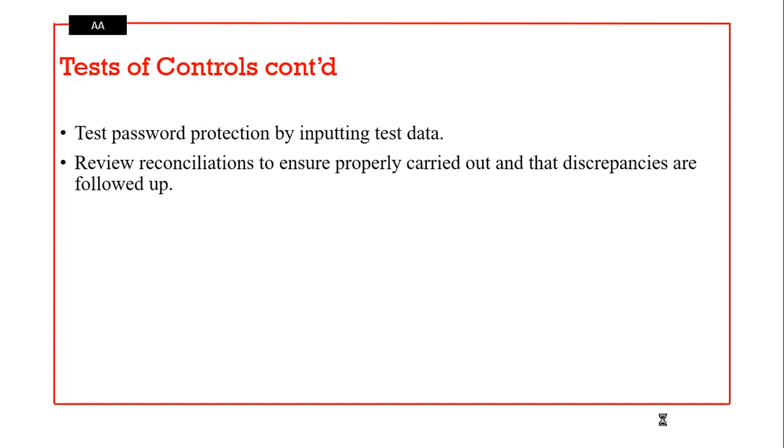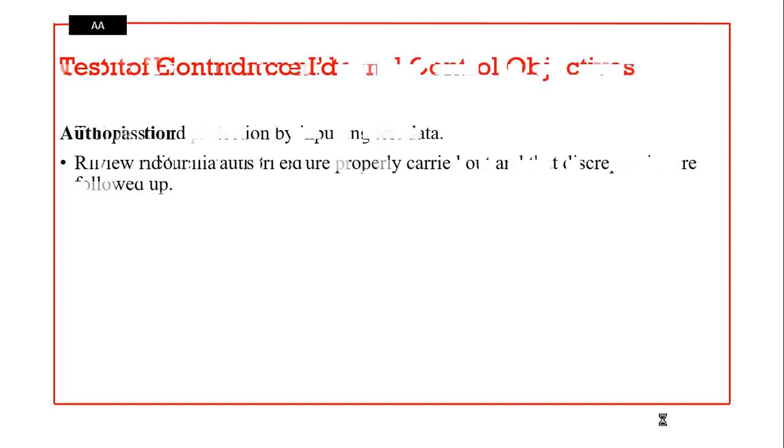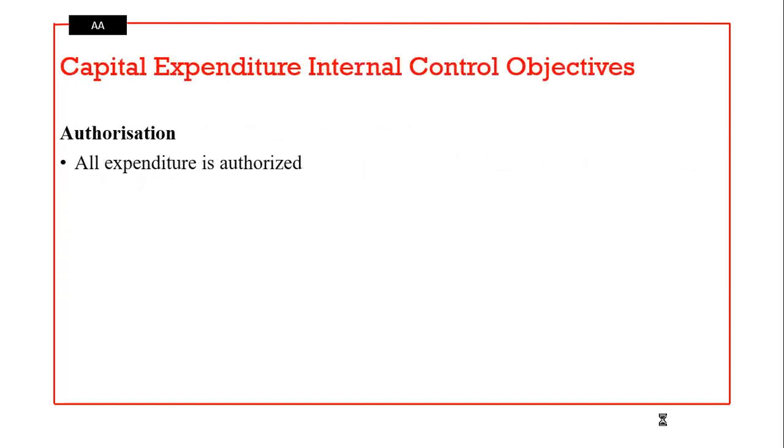There must be an attempt to use what we call test data, where you introduce, let's say, dummy information in a system to see how the system is going to process that. You need to review reconciliation to ensure these were properly carried out and that discrepancies were followed up and duly authorized. All right, capital expenditure finally.